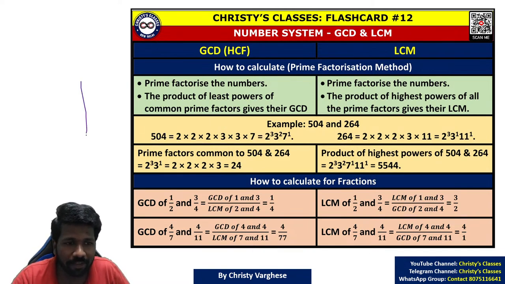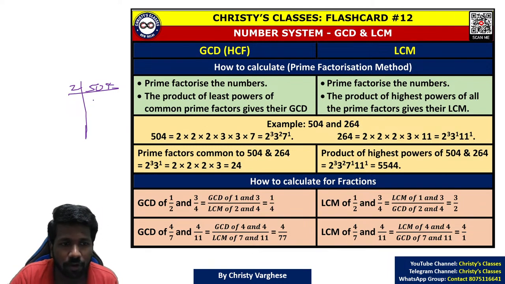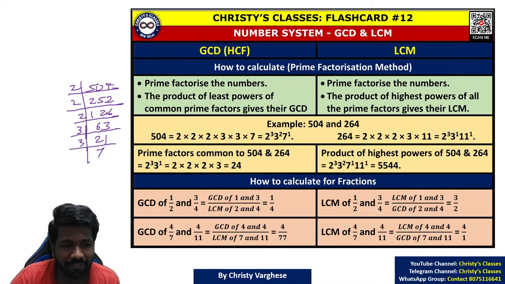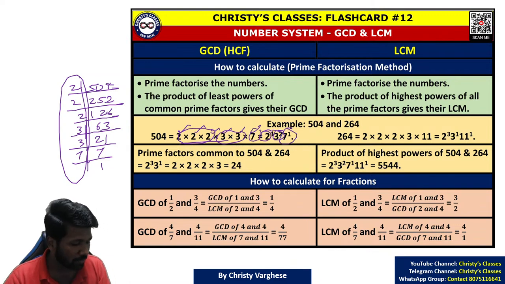In school, you have done prime factorization. 504 is divisible by 2. In the last class, we discussed the test of divisibility also. 504 by 2 is 252. 252 by 2 is 126. Again, you can divide it by 2, so 63. Now, you cannot divide it by 2, so you can divide it by 3, giving 21. Again, divide it by 3, so it's 7. 7 divided by 7 is 1. So these are the prime factors: 2, 2, 2, 3, 3, 7. That is 2 three times, which is 2 cube; 3 two times, 3 square; and 7 one time, 7 raised to 1.